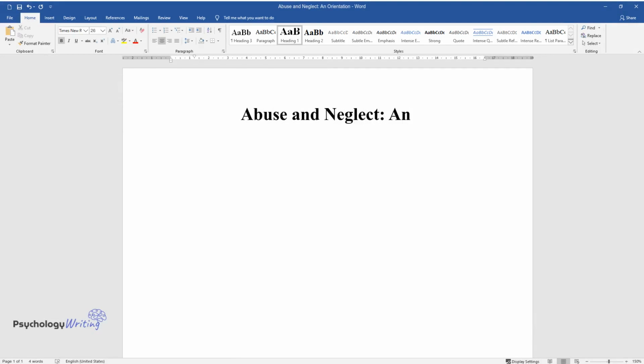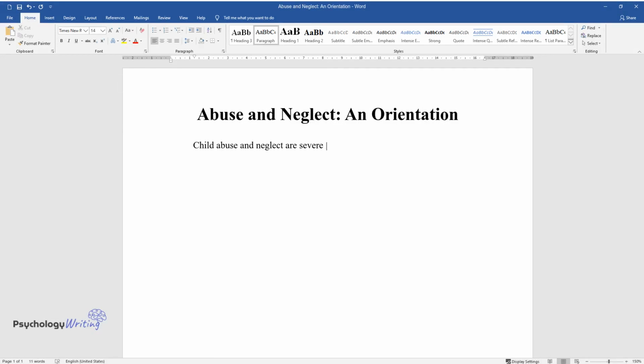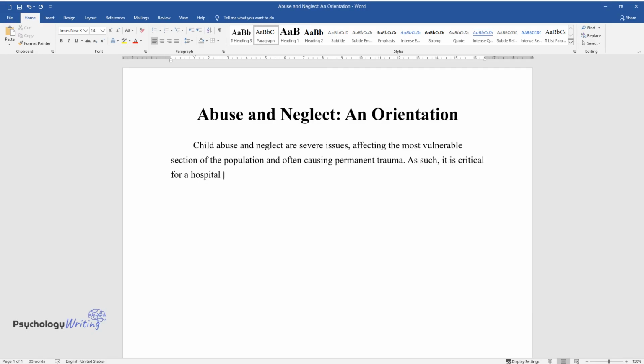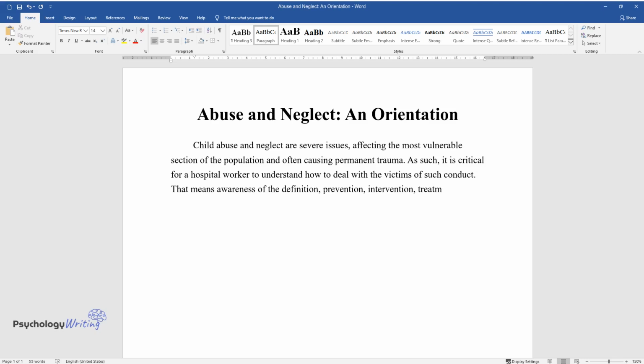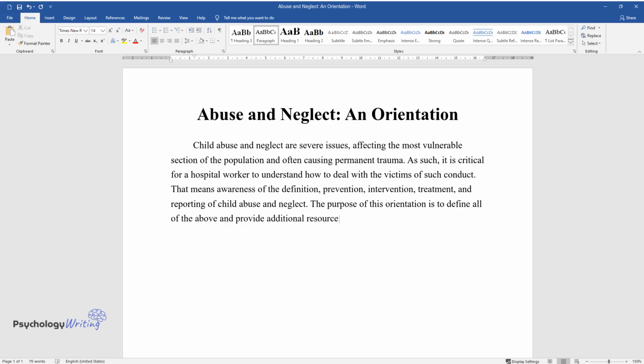Abuse and neglect, and orientation. Child abuse and neglect are severe issues, affecting the most vulnerable section of the population and often causing permanent trauma. As such, it is critical for a hospital worker to understand how to deal with the victims of such conduct. That means awareness of the definition, prevention, intervention, treatment, and reporting of child abuse and neglect. The purpose of this orientation is to define all of the above and provide additional resources for self-study.